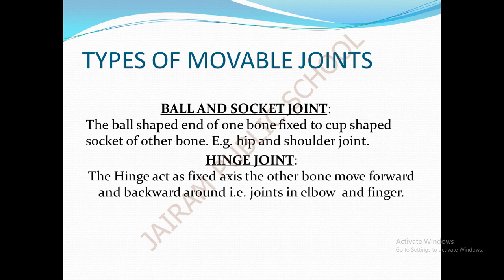Once again, I repeat the two types of joint. The first is the ball and socket joint. The ball-shaped end of one bone is fixed to the cup-shaped socket of the other bone. It helps in maximum movement. The hip and the shoulder joints are examples of the ball and socket joint. The next is the hinge joint. The hinge joint acts as the fixed axis, and the other bone moves forward and backward around it. The examples are the elbow and the finger.